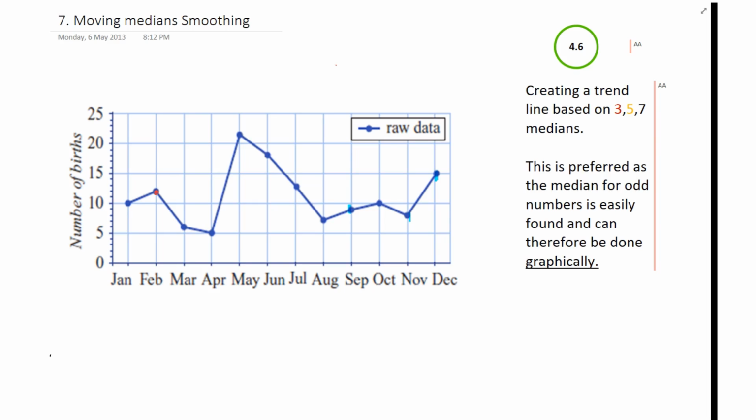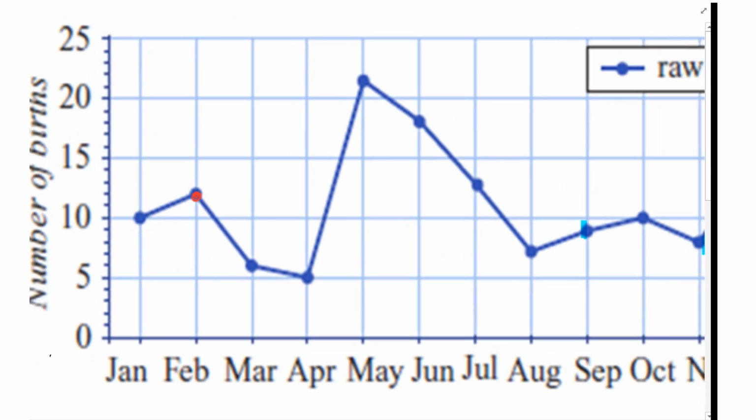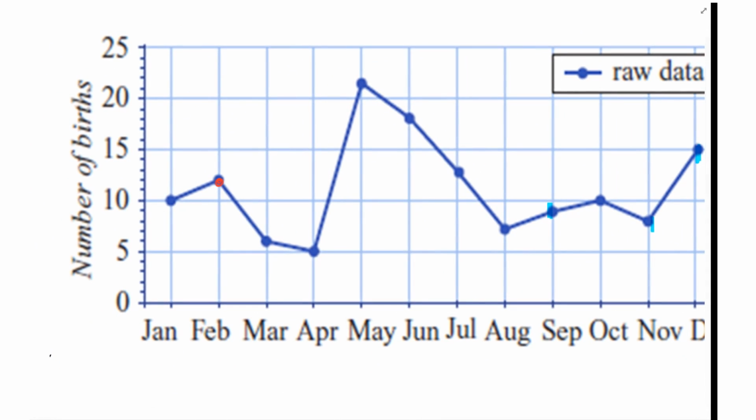Okay, and this one we're going to smooth by looking at the medians. And we prefer to use odd, because they can be easily found and we can do it graphically, so we don't have to do any calculation. So the idea of this, and we can do it on 3, 5, 7. We won't look at 7 here, just 3 and 5, but you could do it by 7 as well. So let's have a look at this.